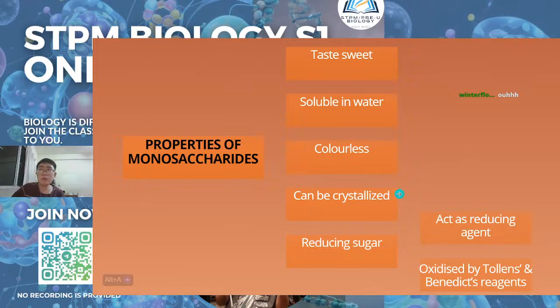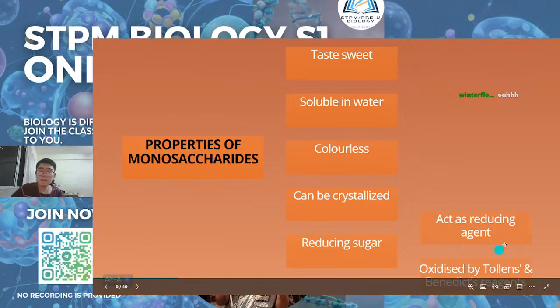Copper 2 ion become copper 1 ion, if you are not mistaken. This one actually you already learned in SPM.